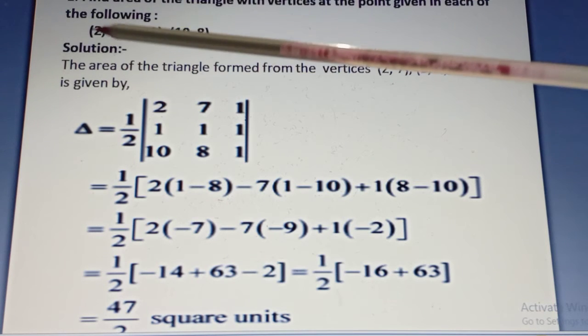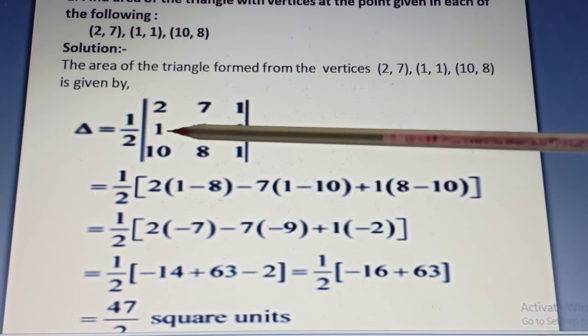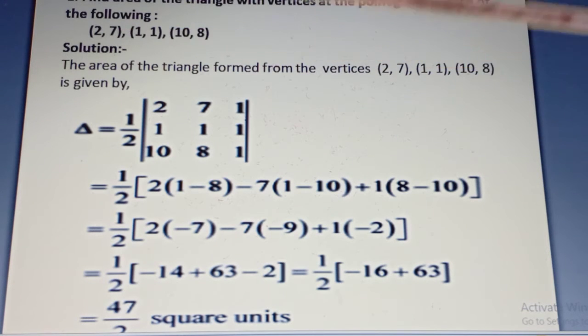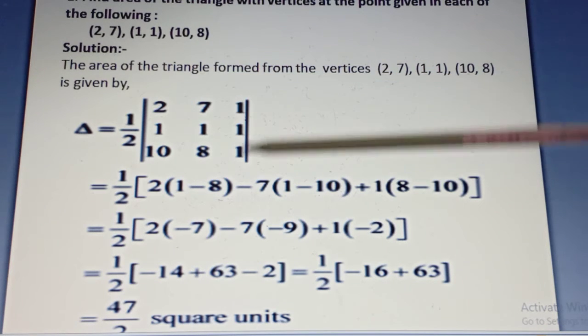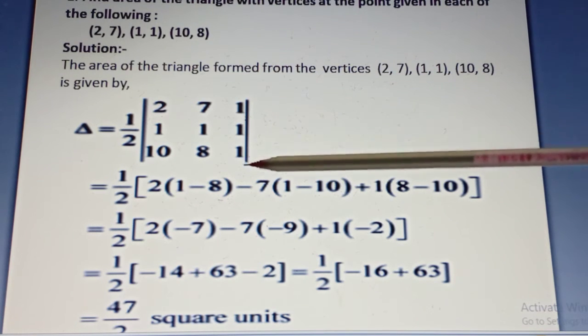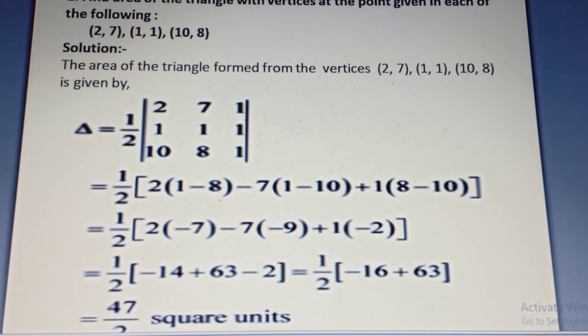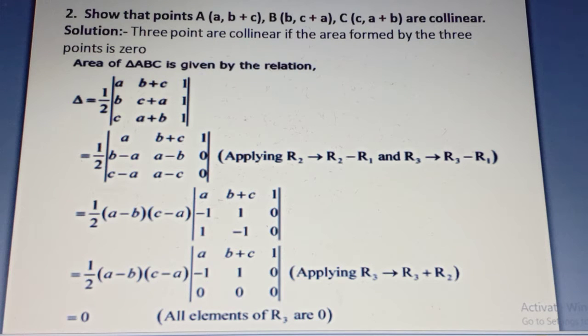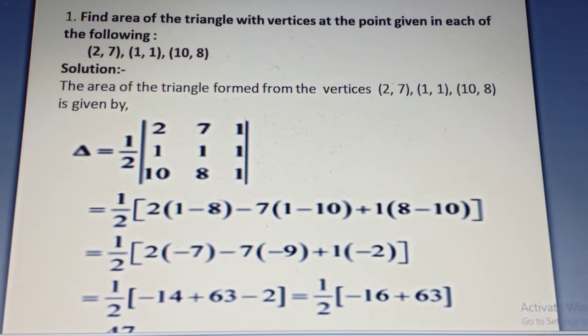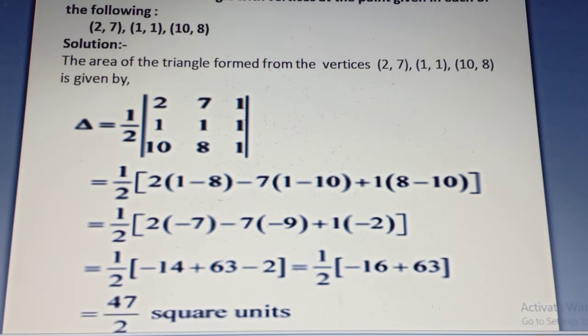So the first point is x1, y1, the second point is x2, y2 and the third point is x3, y3. So here x1 is 2 and x2 is 1, x3 is 10. So 2, 1, 10. y1 is 7, y2 is 1, y3 is 8. So 7, 1, 8 and the last column 1, 1, 1. So students, after writing this in determinant form, you have to expand it correctly, as I have explained in the previous video lectures, how to expand a 3 cross 3 determinant.